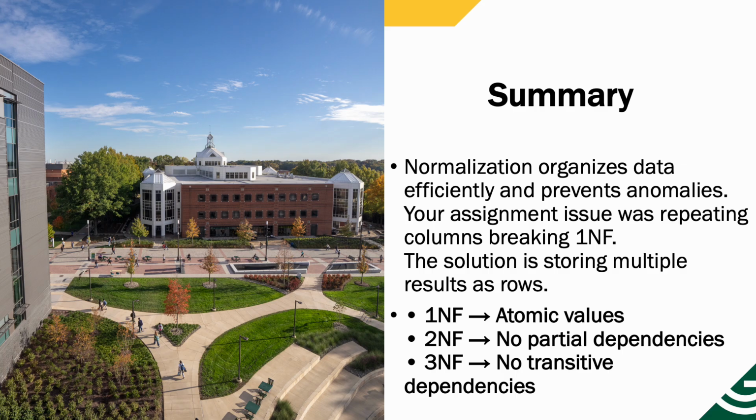To summarize, normalization is essential for designing professional, scalable, and reliable databases. 1NF ensures atomic values, 2NF removes partial dependencies, and 3NF removes transitive dependencies. In the assignment, the main issue was the repeating lab result columns, which were resolved by restructuring the table into a row-based format. This makes the database more consistent and also easier to query.